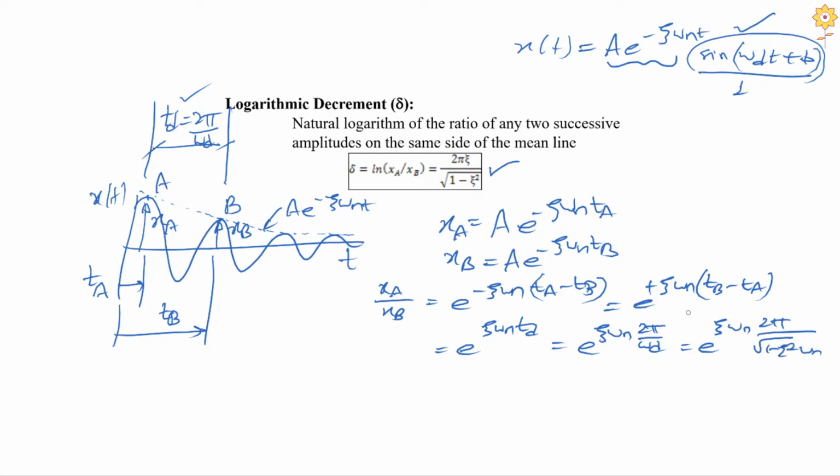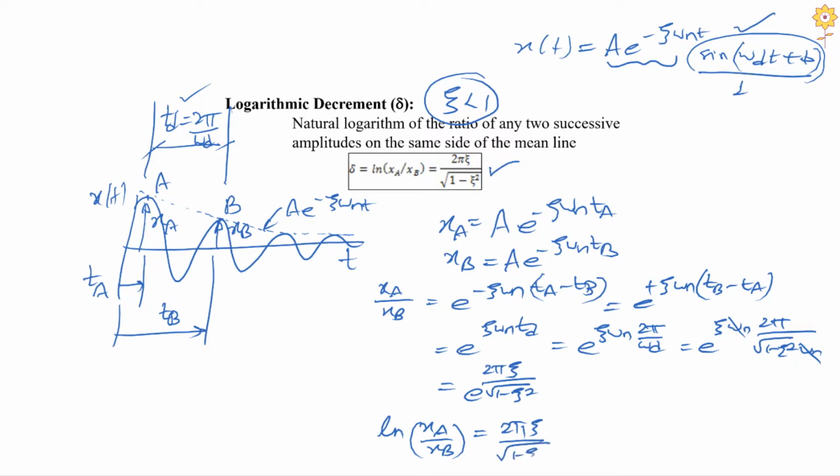So note that we are talking about the logarithmic decrement for the case of underdamped system only, right. It is not valid for the critical damping or overdamping case. Hence omega n is cancelled out. We have this is equal to e to the power 2 pi zeta upon under root 1 minus zeta square. Now you can take log on both sides, and hence you will have ln x A upon x B, the natural log, that is log to the base e, is equal to 2 pi zeta upon under root 1 minus zeta squared, and we call this the logarithmic decrement denoted by delta. Okay.